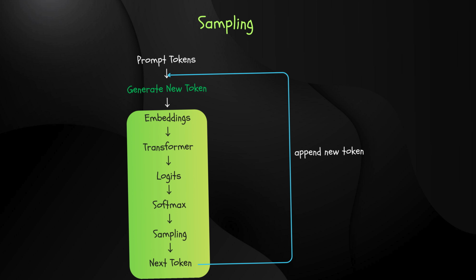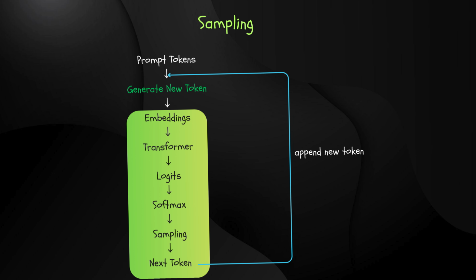The tokens are converted into embeddings. Those embeddings flow through the transformer. The transformer produces logits. The logits become probabilities. Sampling selects the next token. Then the cycle repeats again, and again, and again, one token at a time. This is how an entire sentence is generated, then a paragraph, and eventually an entire response.